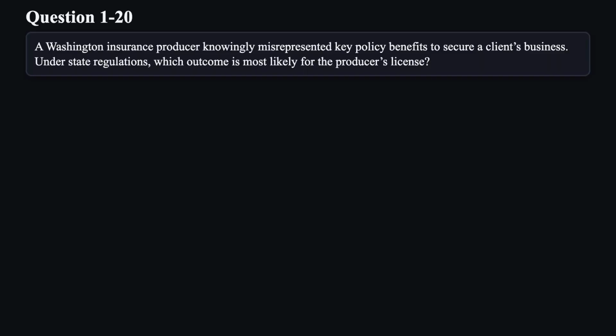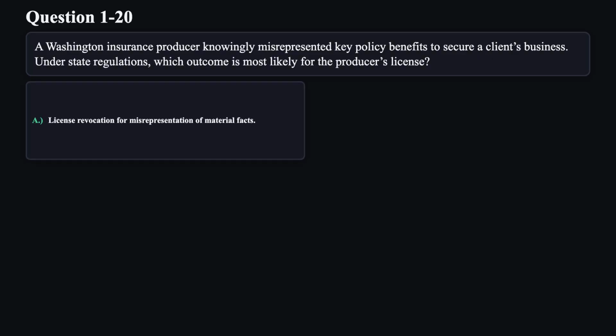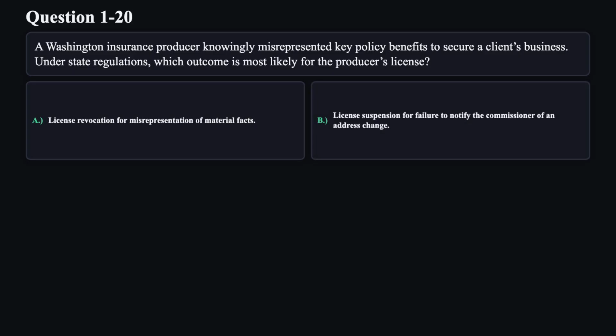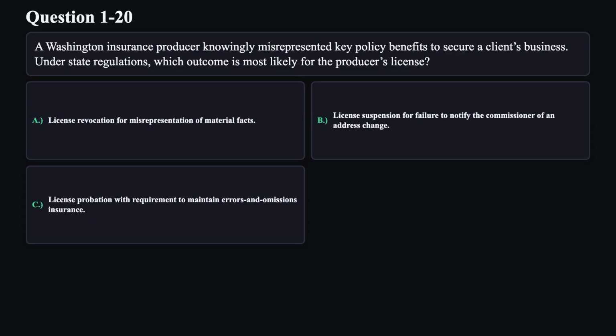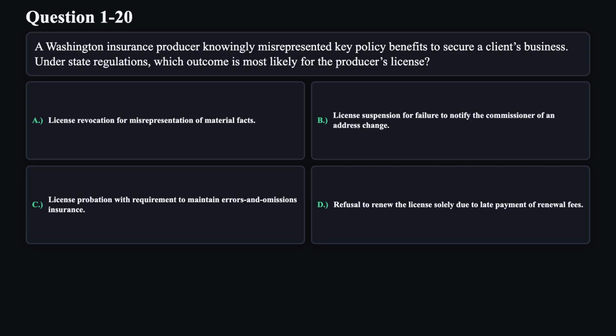Question 20. A Washington insurance producer knowingly misrepresented key policy benefits to secure a client's business. Under state regulations, which outcome is most likely for the producer's license? A. License revocation for misrepresentation of material facts. B. License suspension for failure to notify the commissioner of an address change. C. License probation with requirement to maintain errors and omissions insurance. D. Refusal to renew the license solely due to late payment of renewal fees.